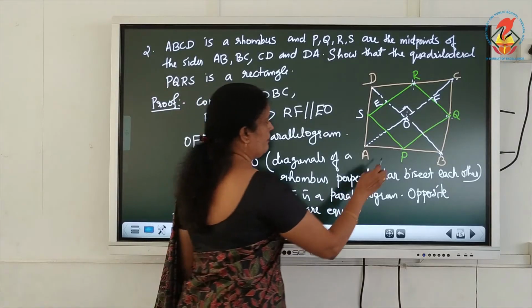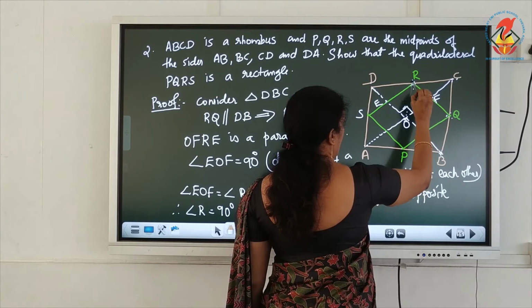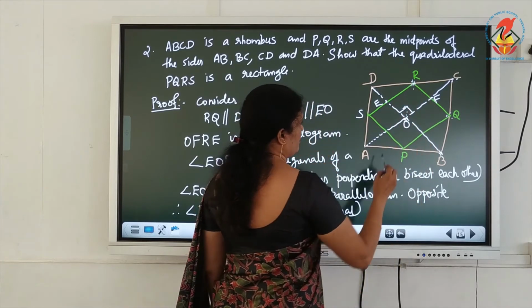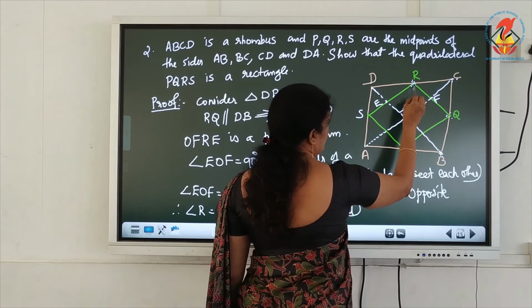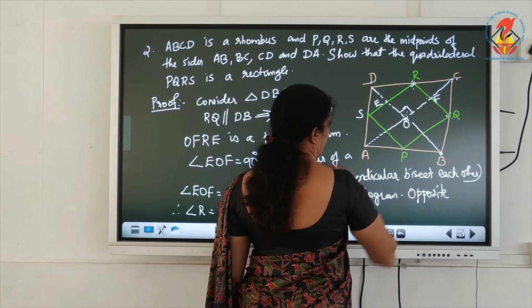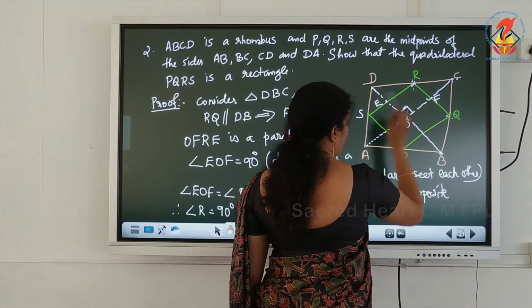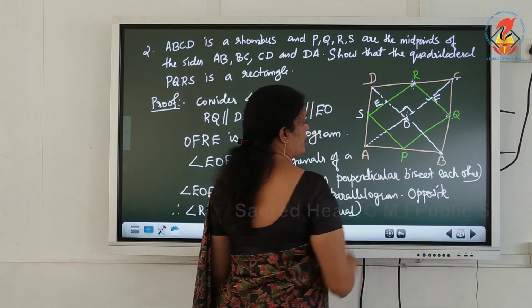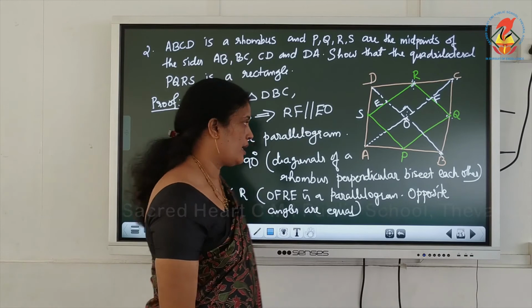In a parallelogram, one angle 90 degrees means OFRE is a rectangle, because these two angles are adjacent angles, supplementary. Then angle R equal to 90 degrees, angle F also 90 degrees. These two angles are opposite angles: angle F equal to 90 degrees, angle E also 90 degrees, because angle E and angle F are opposite angles.